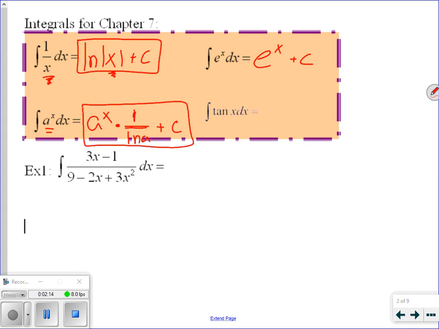But the integral of tan of x is the ln absolute value of secant x plus c. Now, I know that seems really random, but let me take a second and explain where that comes from. And it's not too terrible to prove or to show that.